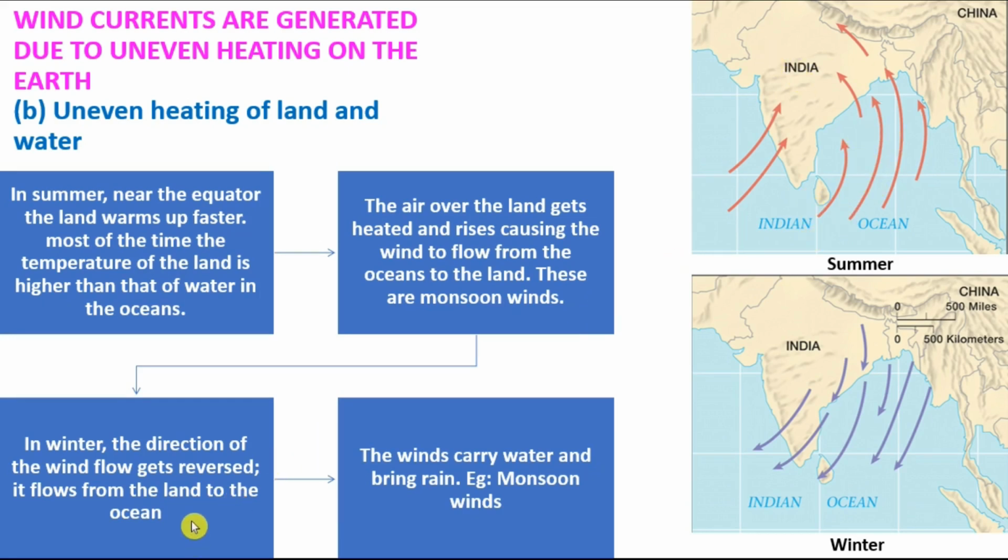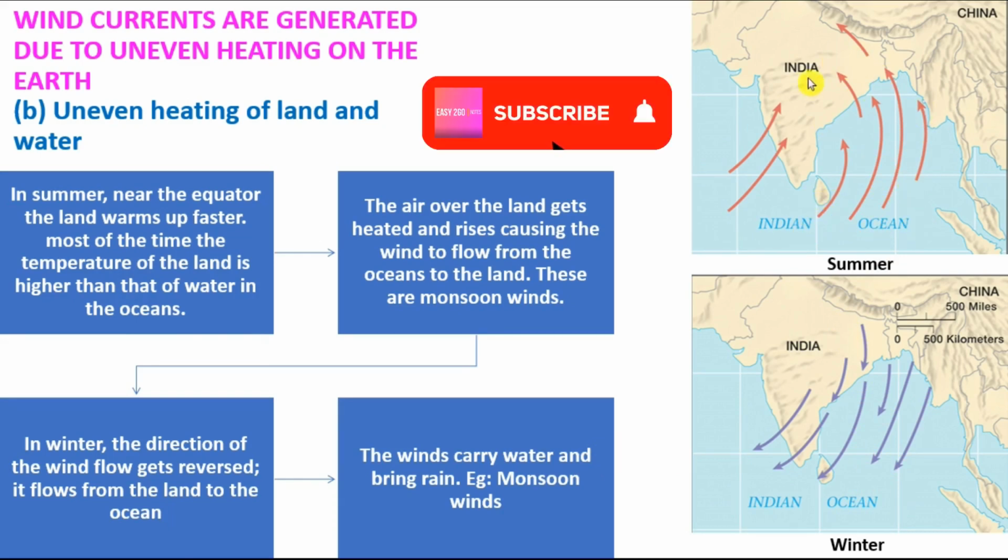In winter, the direction of the wind flow gets reversed. What happens is that the oceans are warmer, land is cool. So, the wind flows from the land to the ocean. And these winds during the summer, they carry water and they bring rain. For example, the monsoon winds.